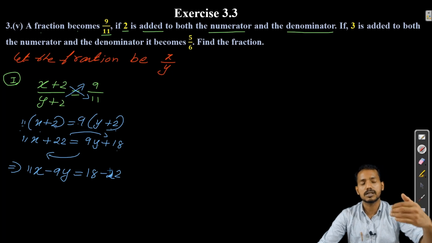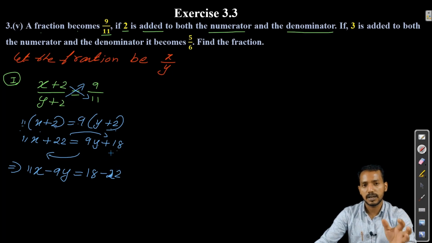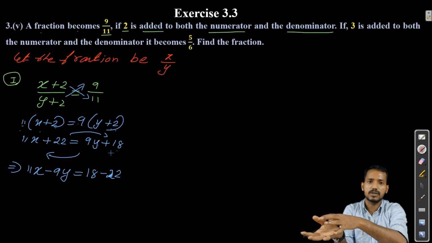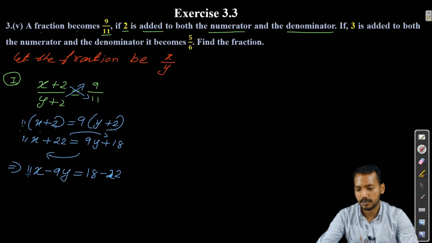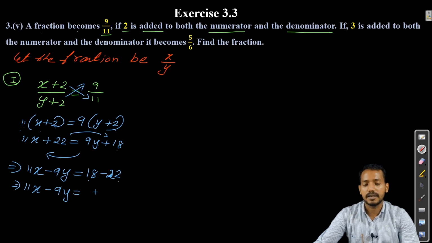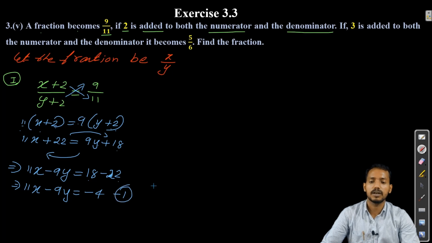Because if the question is asked to solve the equation, bring the terms which consist of variables to one side and those constant terms to another side. So that implies we will get 11x minus 9y is equal to 18 minus 22, which is equal to minus 4. This is equation number 1.